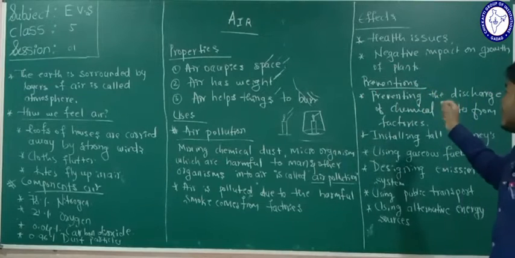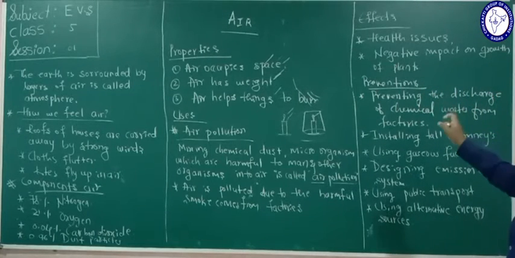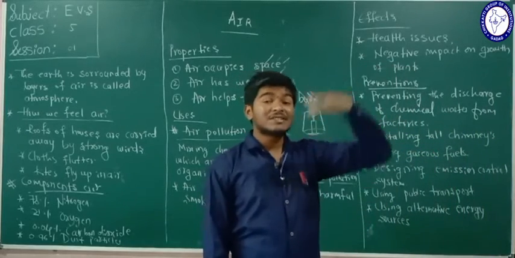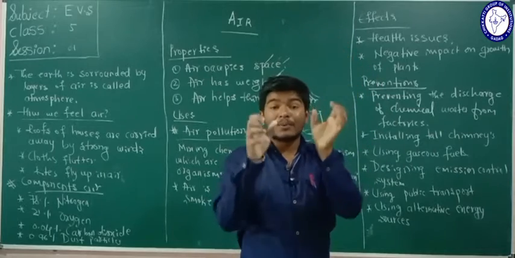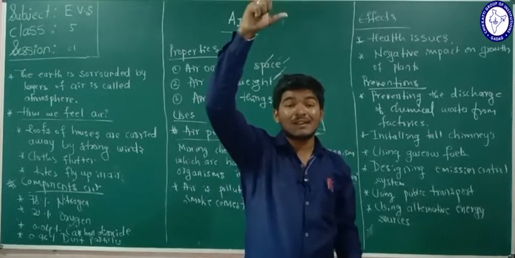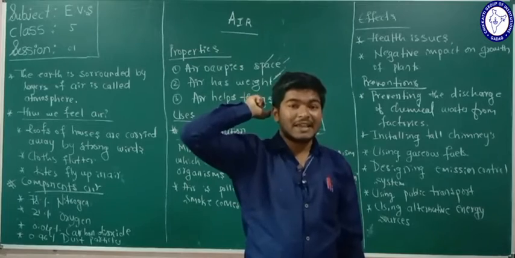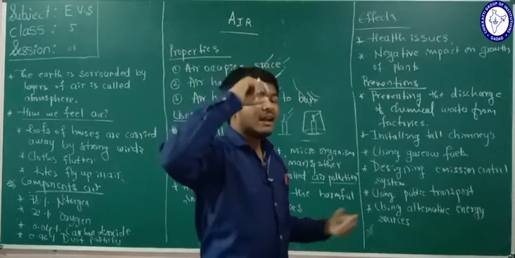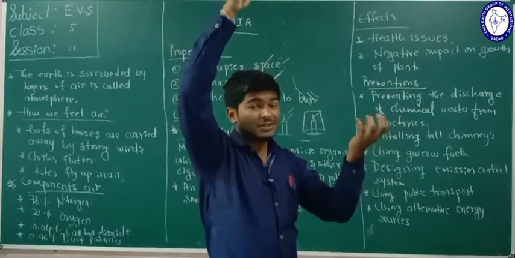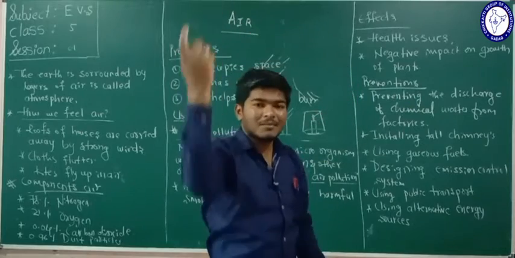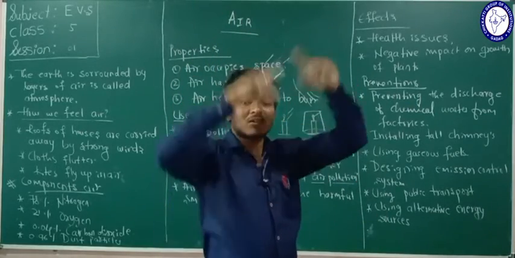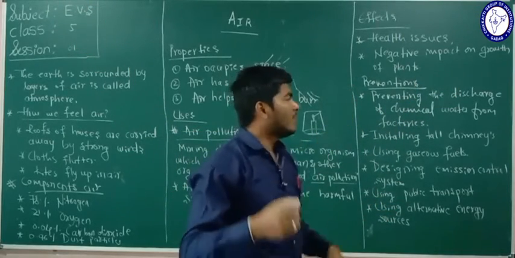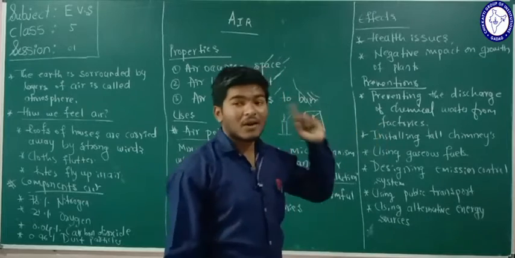The first step is preventing the discharge of chemical waste from the factories. We have to control the discharge of chemical gases from the factories, isn't it? We have to attach some electronic materials in the chimneys which control the release of the chemical gases. Then if the chemical gases are not released to the atmosphere, the air will not be polluted.